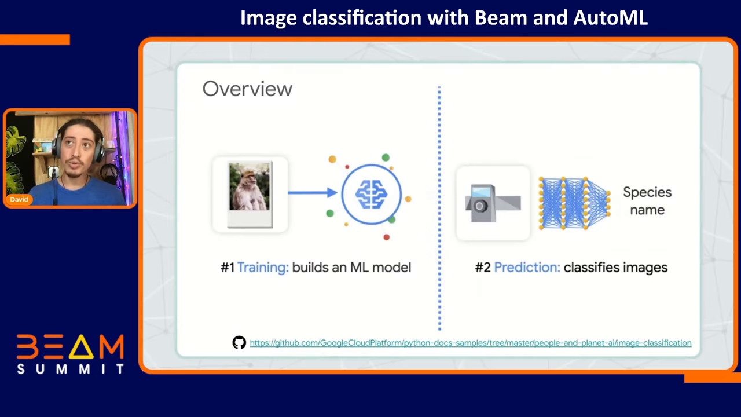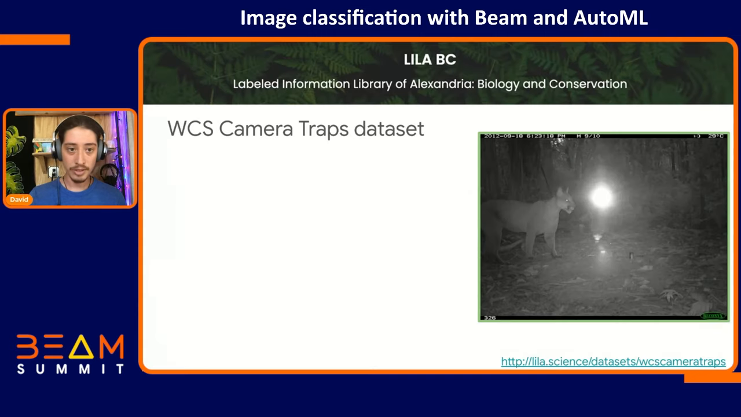So there are two main stages in which this happens. The first one is training the model, and this is just building and training the machine learning model. Then we have to deploy it somewhere, and then we can get predictions or classifications for new animal species. These are two separate stages, and they happen at different times.